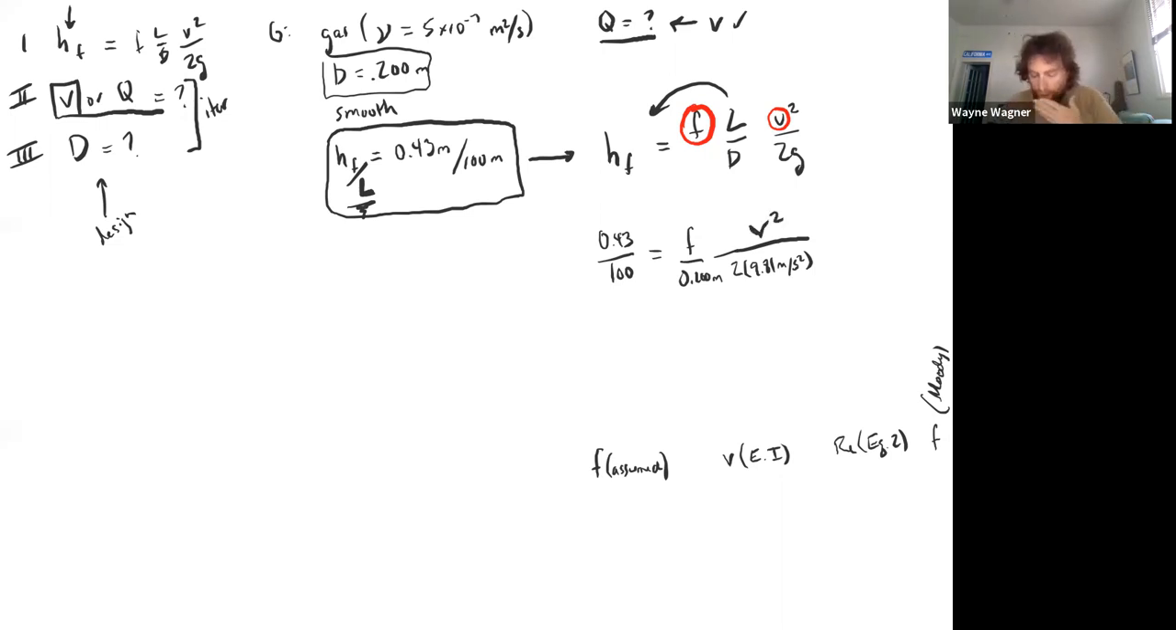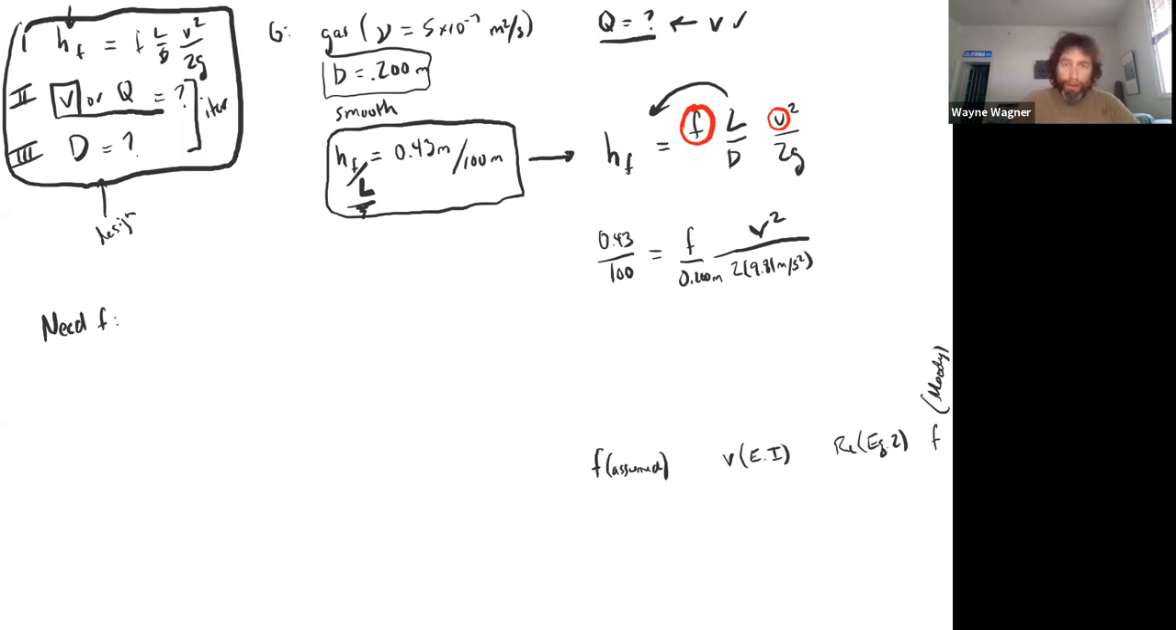Okay, so the last thing we need here is F. And this is where we're going to get into why we have a problem. So I'm going to say, okay, we need F. Usually if you need F, and let's suppose you didn't have this little guide up here that told us we were going to have to iterate, we would go to the Moody diagram.